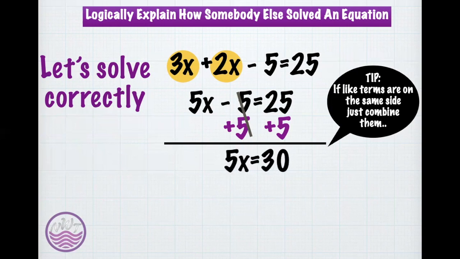So now I have 5x equals 30. I'm going to go ahead and divide both sides by 5. And we have x equals 6, okay? So looking back at what she did, she got x equals 30, and we got x equals 6. Our answer is correct because we combined like terms correctly.